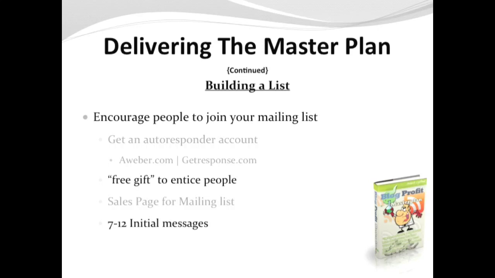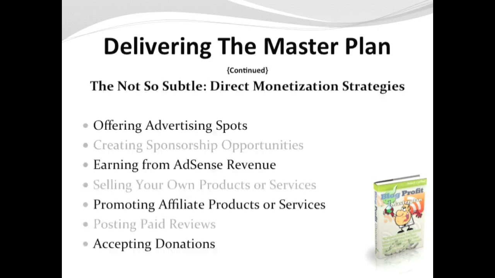If you encourage people, using widgets on the side of your blog, to join your mailing list, you need to get an autoresponder account with aweber.com or getresponse.com and offer a free gift to entice people, and have a sales page for the mailing list as well. And then you can send messages out automatically, 7 to 12 initial messages, building that reputation and building that rapport with the readers of your blog.